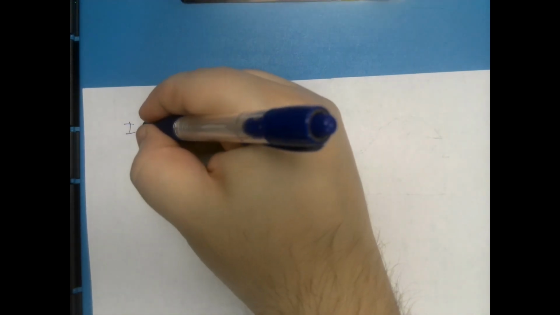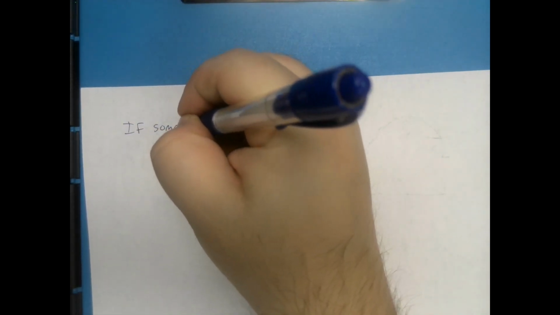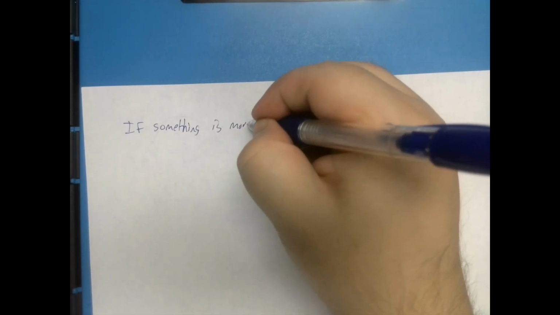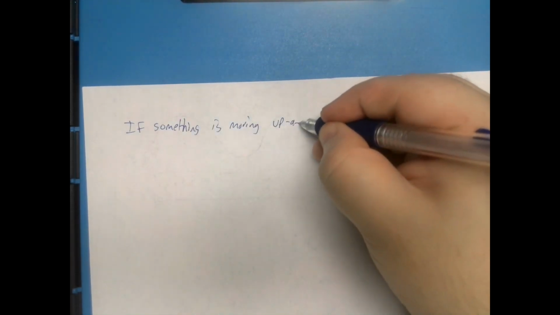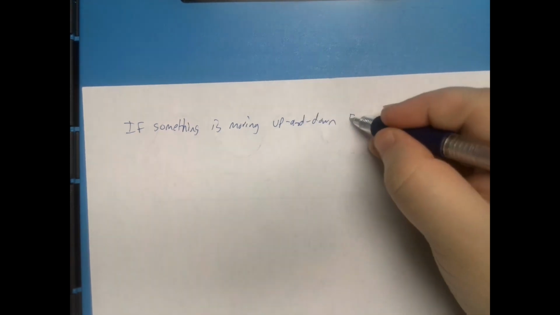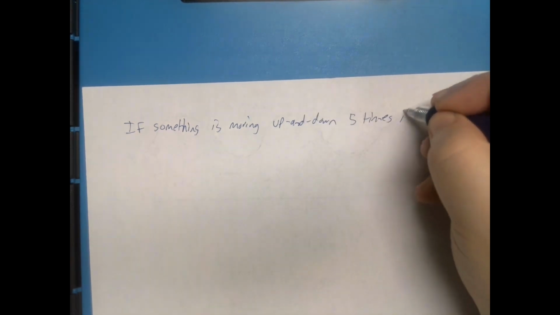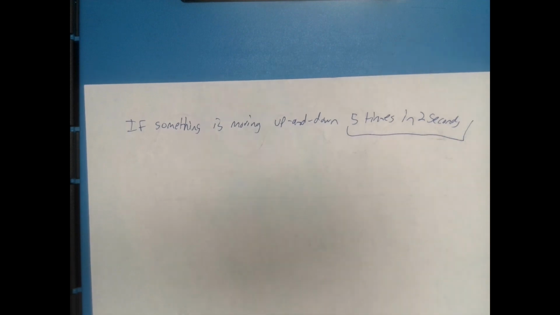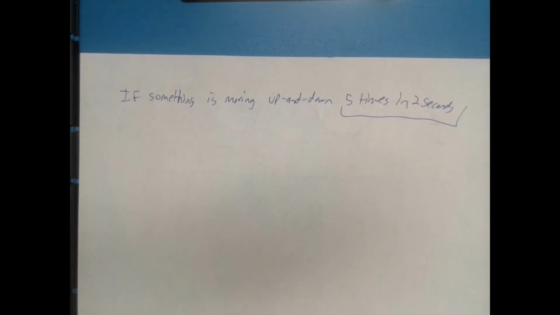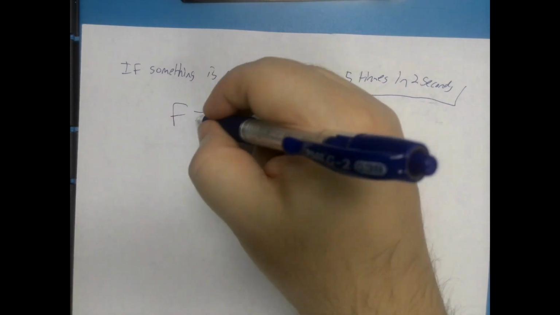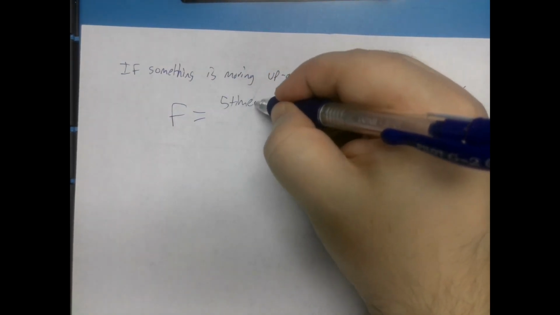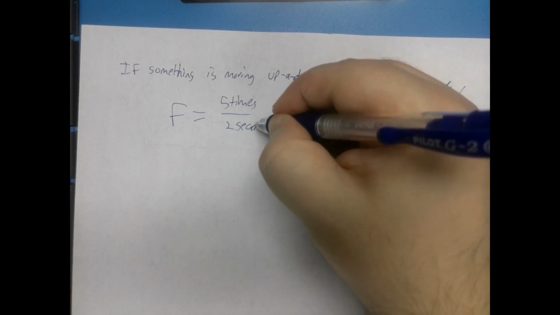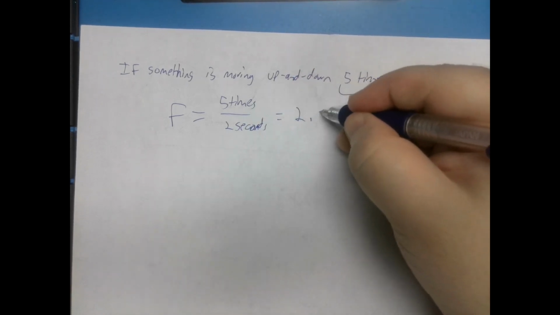So if something is moving up and down 5 times in 2 seconds, what does this tell you? What does 5 times in 2 seconds mean? It tells you the frequency. So the frequency would be 2.5 hertz.